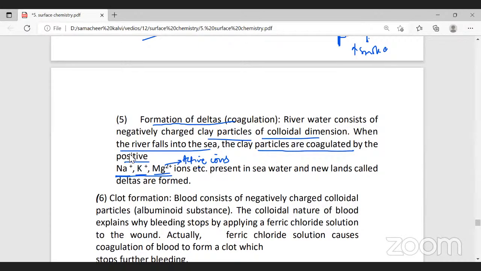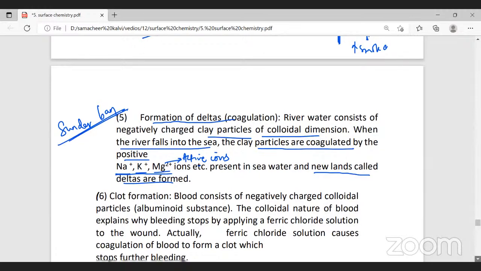But this river water, which carries the mud and clay particles, all goes into the sea. And in the sea, these active ions are present. These active ions coagulate these negatively charged clay particles, and it forms a new land called a delta. So Sundarban, in Calcutta, is a delta region. It's called Sundarban.